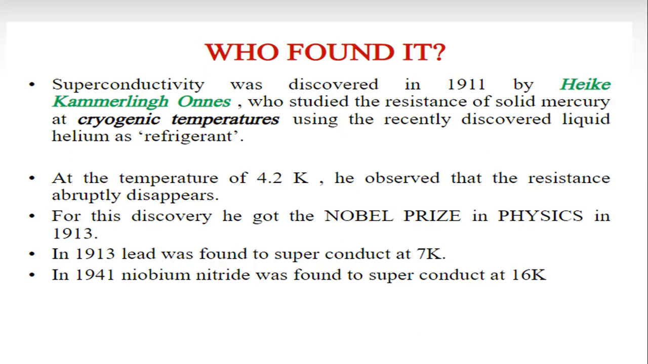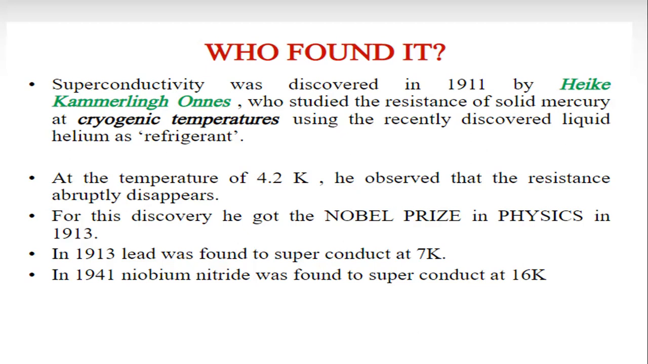Particularly, here we are taking the example of mercury. At a temperature of 4.2 Kelvin, it was observed that the resistance of mercury is nearly zero. At this value of 4.2 Kelvin, the mercury's resistance decreases.